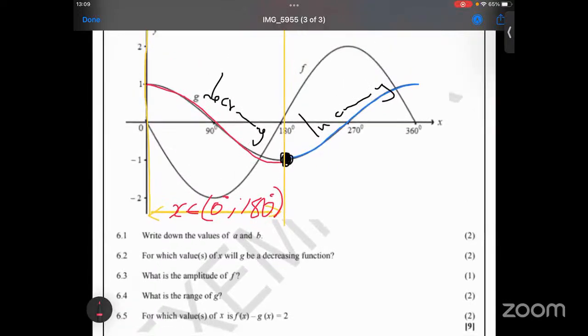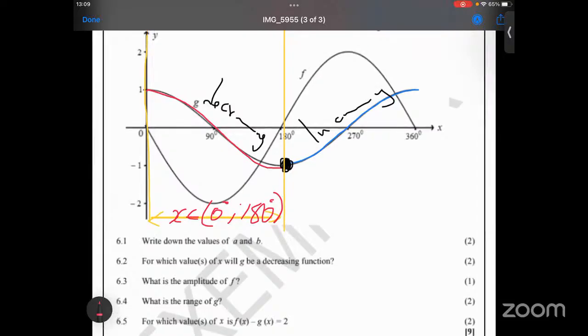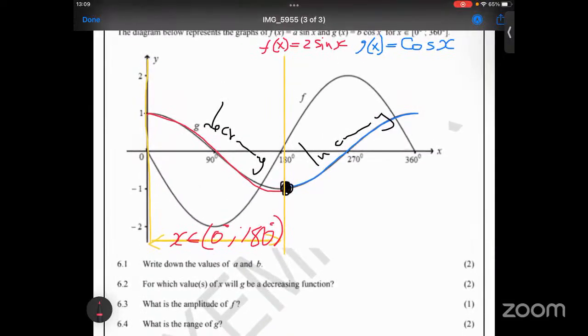Okay, so now what is the amplitude of F? The amplitude of F, we have just worked it out almost. Looks like this question is repeating itself.